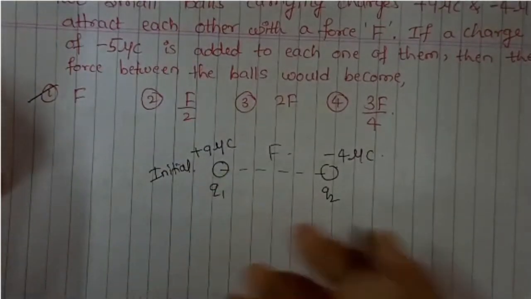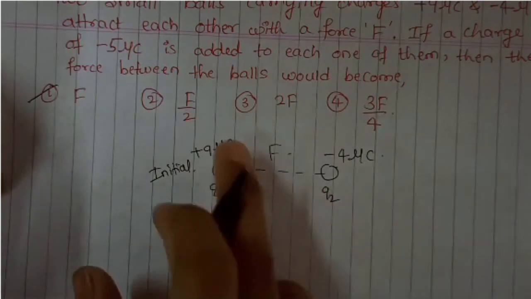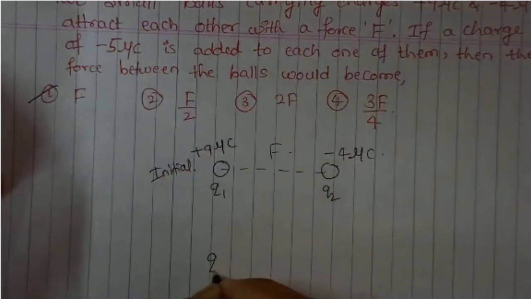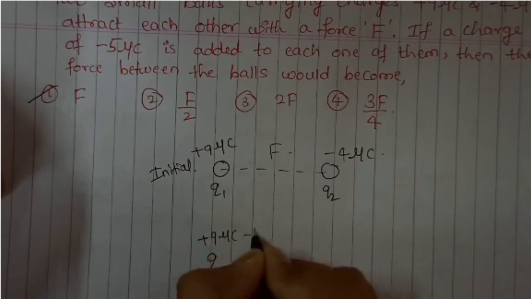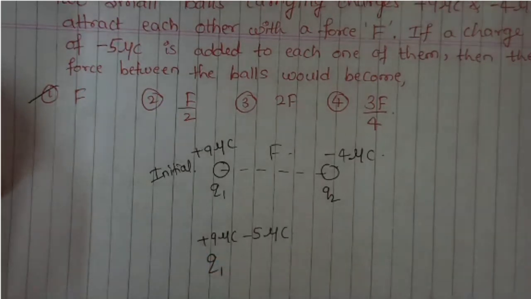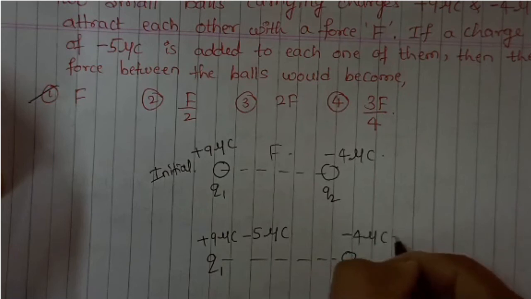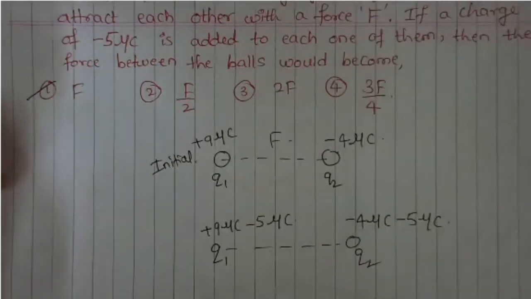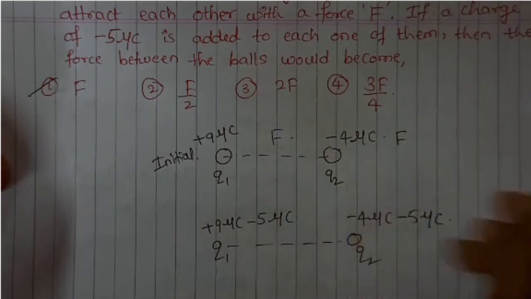Next what you are going to do, to the same charges you are adding charges to each one of them. Here Q1 also you are adding and Q2 also you are adding how much? Minus 5 microcoulomb. So then Q1 becomes how much? Plus 9 microcoulomb plus minus 5 microcoulomb. And what about the Q2 charge? Minus 4 microcoulomb, adding the negative charge, you are taking minus 5 microcoulomb, right? So here you have to calculate what would be the F.